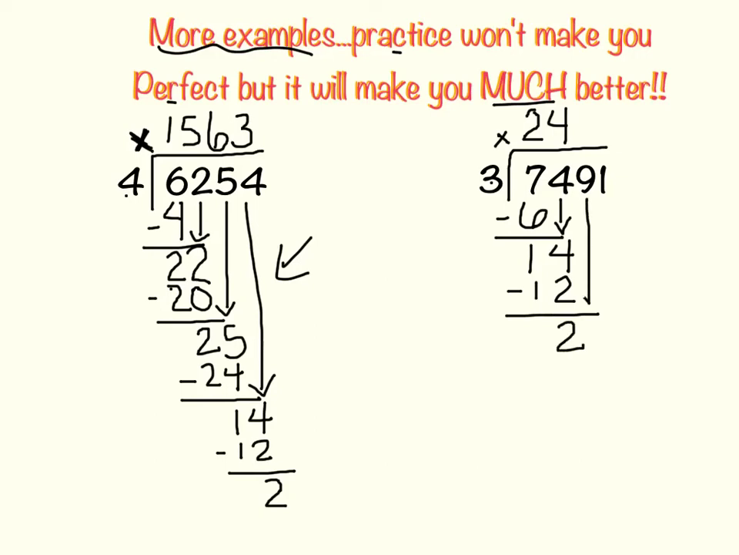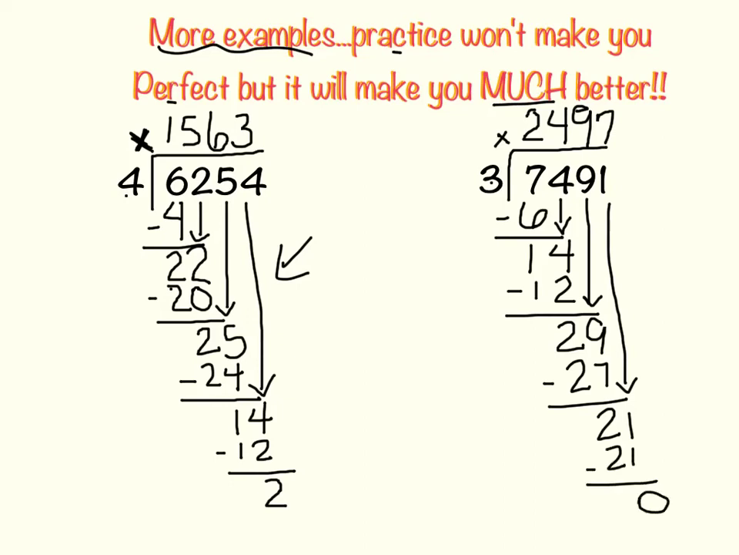Bring down the 9. 3 goes into 29 9 times. 9 times 3 is 27. Subtract. 9 minus 7 is 2. Bring down the 1. 3 goes into 21 7 times. 3 times 7 is 21. 0 remainder.